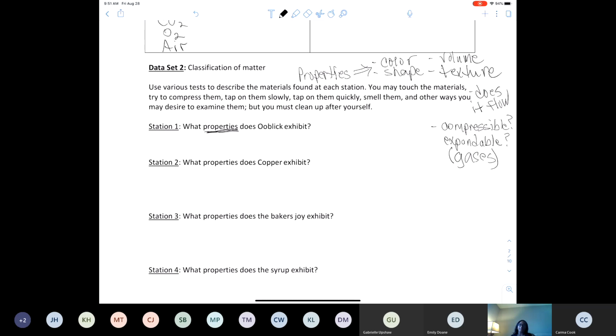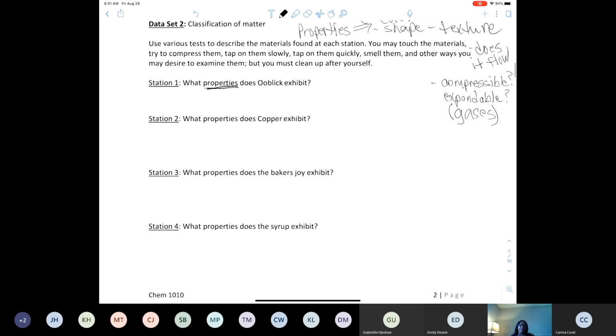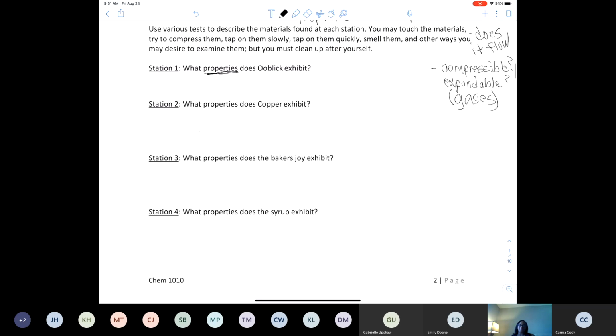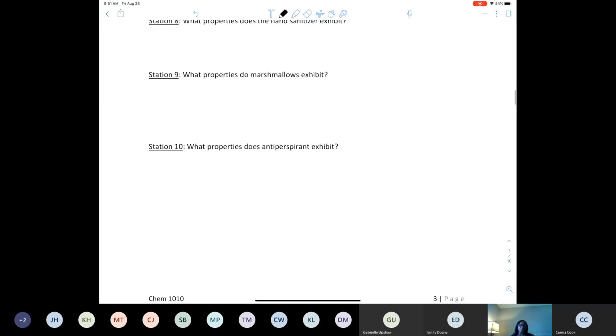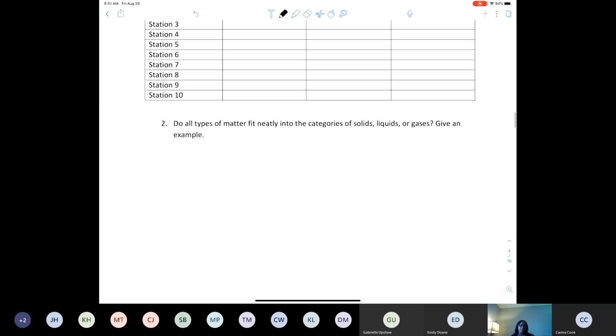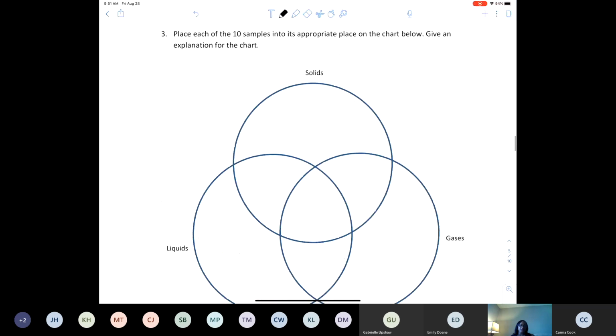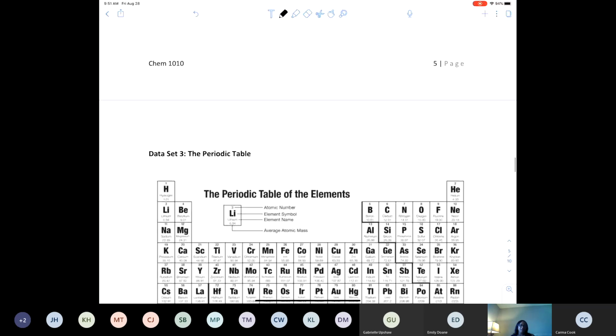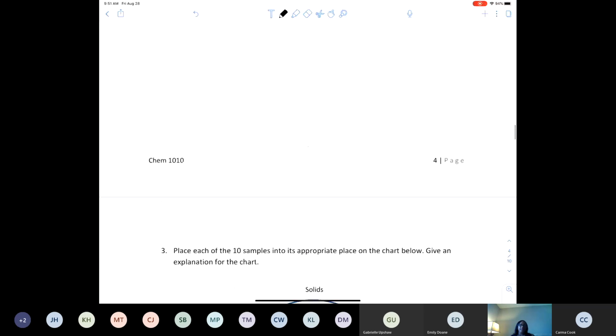So these would be some properties that you can note as you're watching the video as I display these 10 substances. And for each of the 10 substances, you are to list some properties of each substance that you observe in the video. After that, you will answer critical thinking questions 1, 2, and 3 with your group.